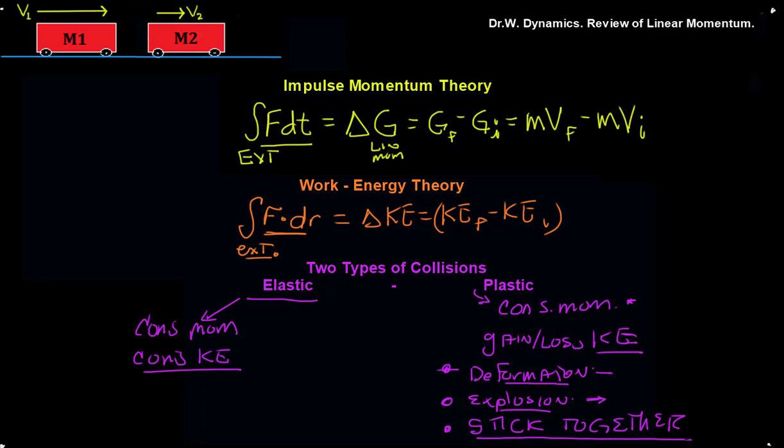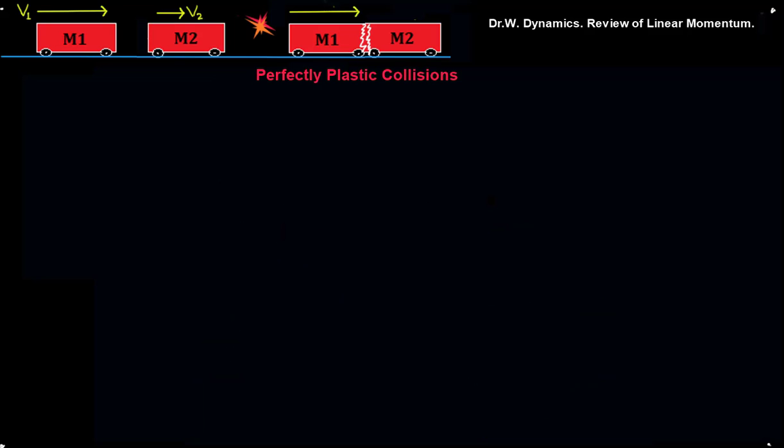Sticking together is not overly natural. It takes some kind of mechanical binding to do that. In fact, these have a special name. They're called perfectly plastic, and they're fairly common. For a perfectly plastic collision, we know they're going to stick together, and they'll move then with some common v final, we'll call it, and they've been adhered together.